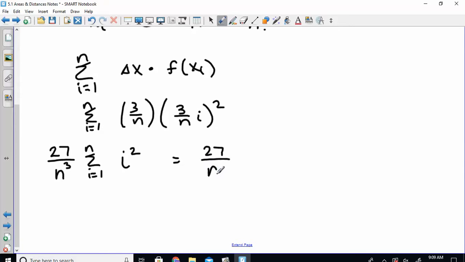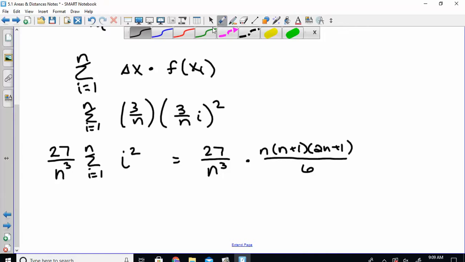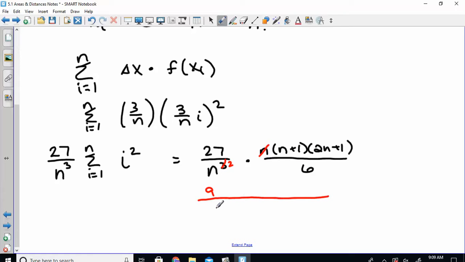So if we simplify that, we can do the formula for i squared. So n times n plus 1 times 2n plus 1 over 6. Right. So I can cancel an n. 27 over 6 would reduce to 9 over 2.